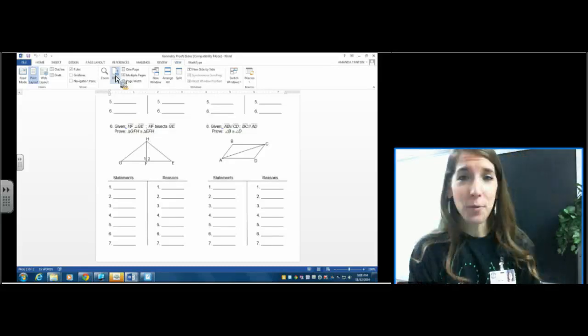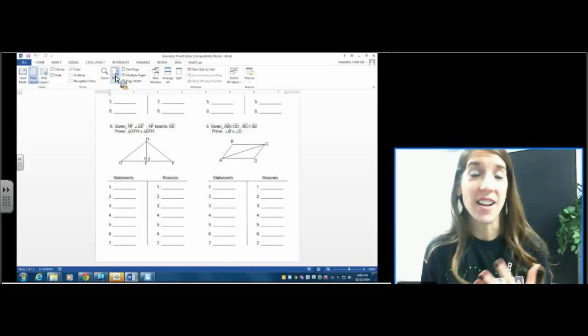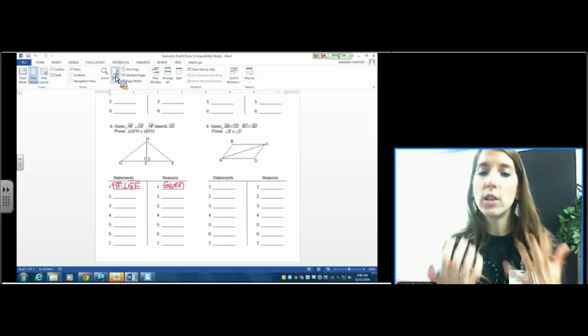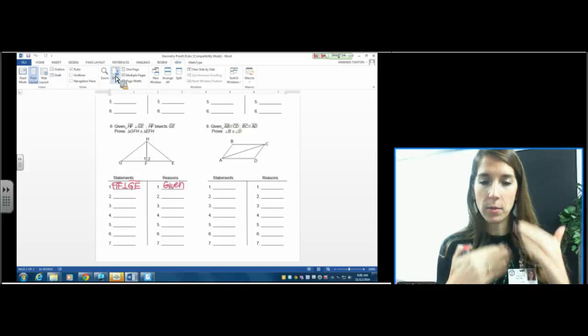First, how you start a proof is you just start with a given. You've got to start somewhere, so let's start with something that we were handed. So we're going to start with HF is perpendicular to GE. And we're going to stop. We're going to write given because that's our reason, given. And now we're going to see if we can conclude anything from that.